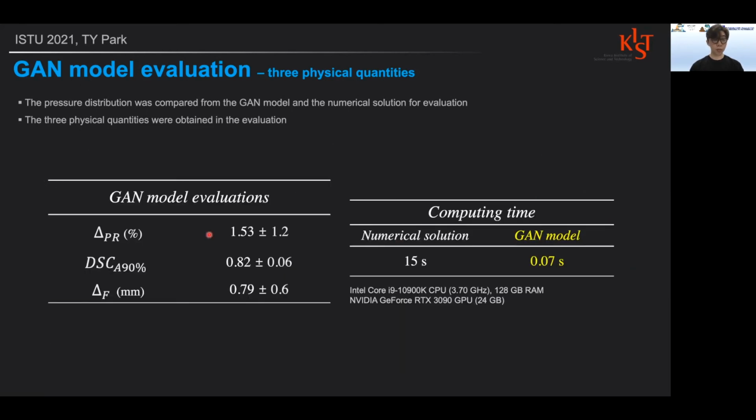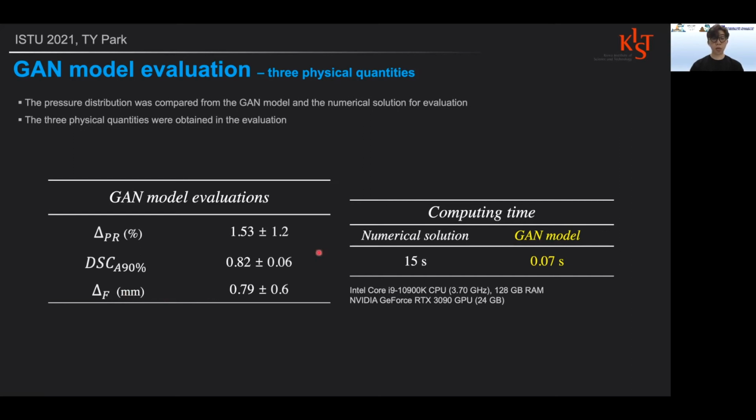As a result, the peak pressure difference is only 1.5%, and the dice similarity coefficient was 0.8, which means the two acoustic foci overlapped about 80%, and the distance between the two acoustic foci is only 0.7 millimeter.